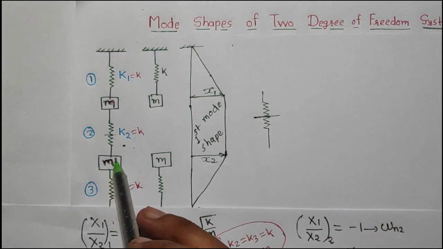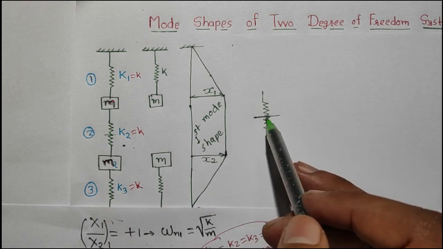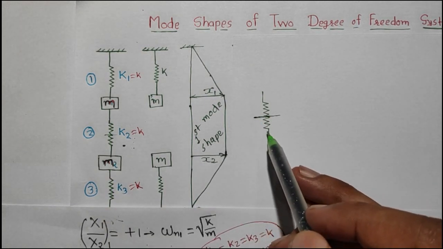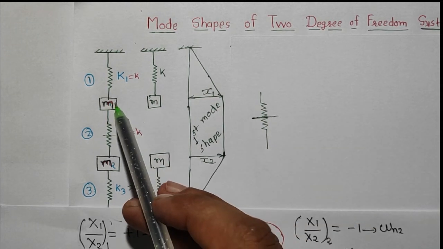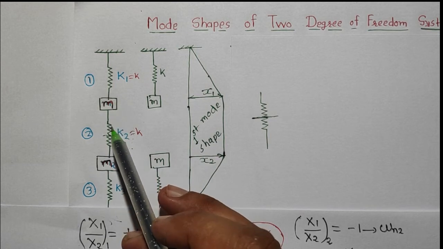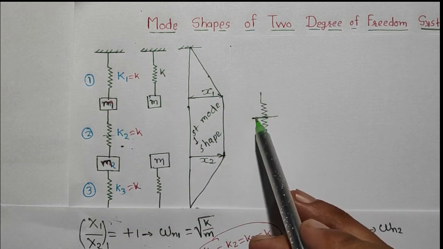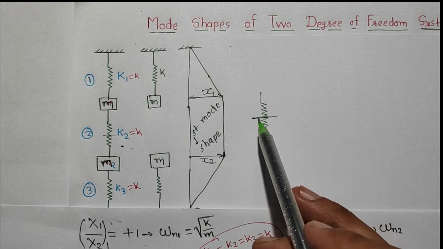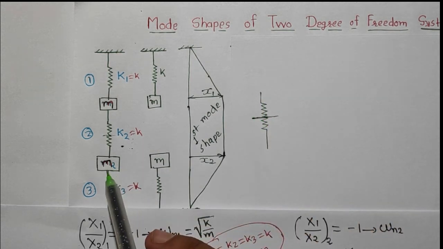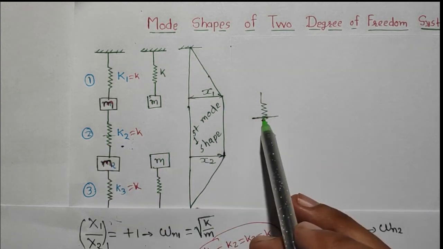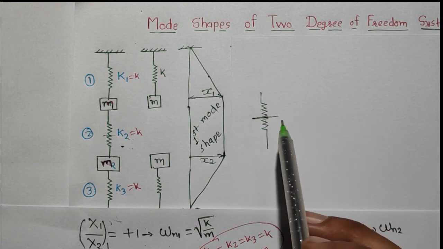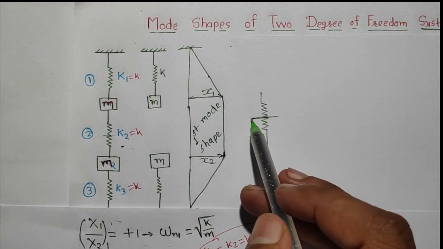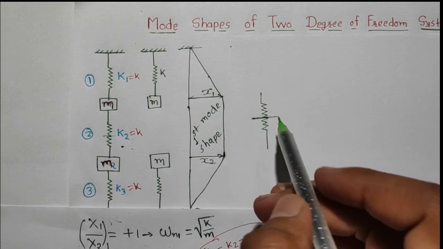If this mass m is moved in downward direction, then the lower portion of the spring will experience tension in downward direction. If mass m1 moves in downward direction, then the spring will experience compression in downward direction. If this mass is moved in upward direction, then the lower portion of the spring will experience compression. So we can now divide this spring in two parts from this middle point.